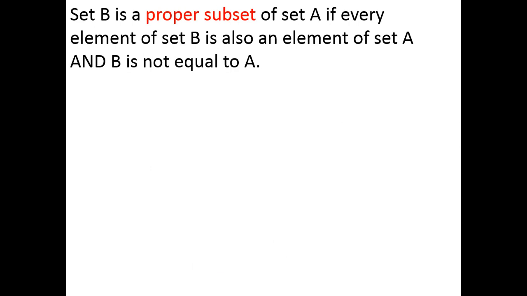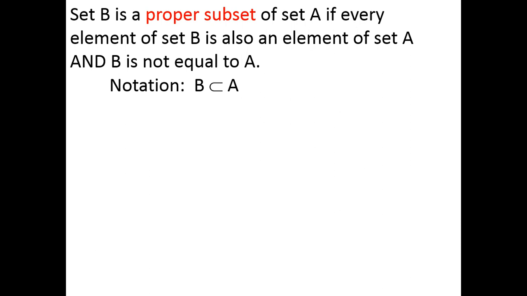Now, if we make a slight change to the definition of subset, we have the definition of proper subset. Set B is a proper subset of set A if every element of set B is also an element of set A. In other words, B is a subset of A, and B is not equal to A. So the one additional thing that distinguishes a proper subset from a subset is that in order to be a proper subset, set B cannot be equal to set A.